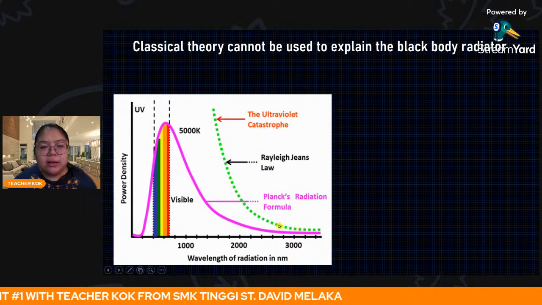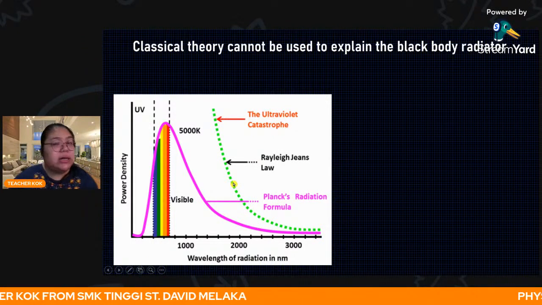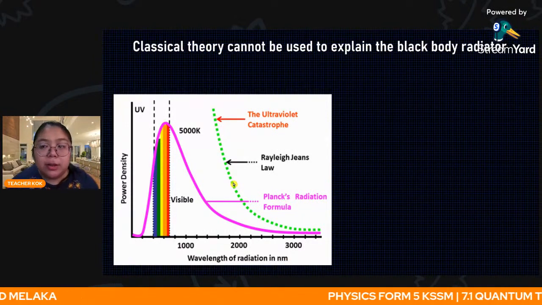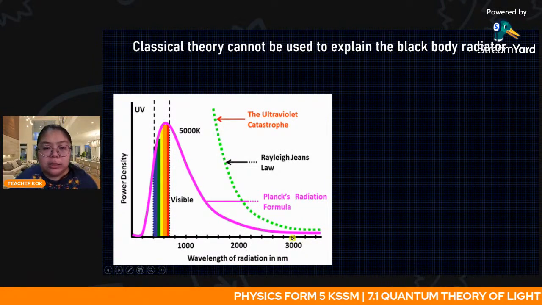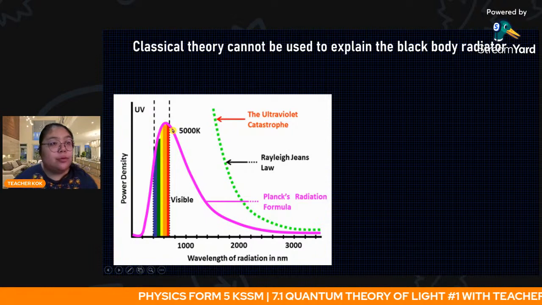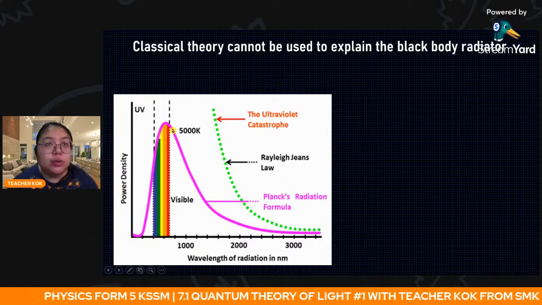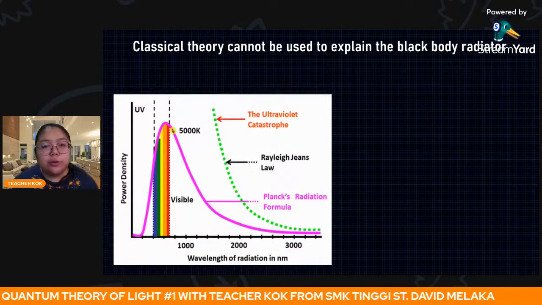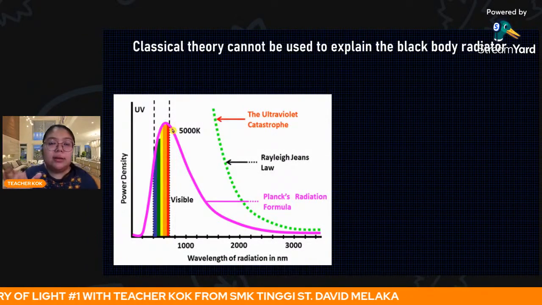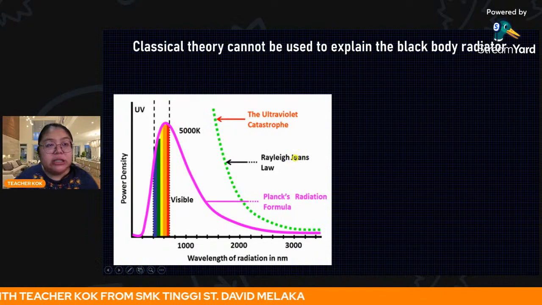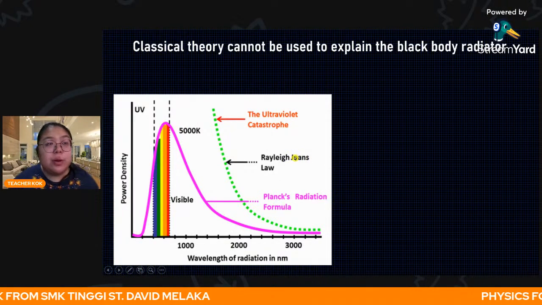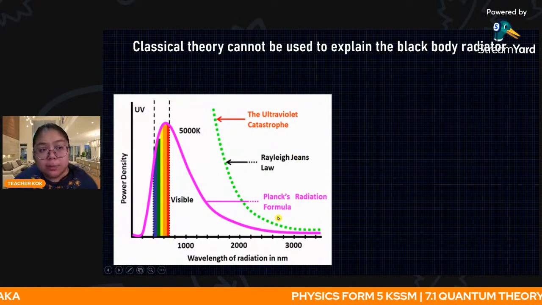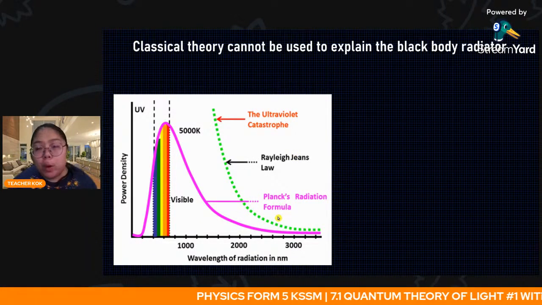So for this one, they find the graph keeps increasing. It never drops. They say the light intensity will keep increasing. Okay, following the Planck formula, they find that after the peak, it will drop. Okay, these are 2 different theories. So from here, in this topic, we want to find out why the Rayleigh-Jeans theory cannot explain the quantum. Only Planck can explain the quantum, about the black body.